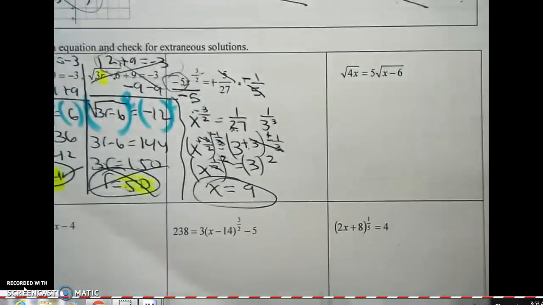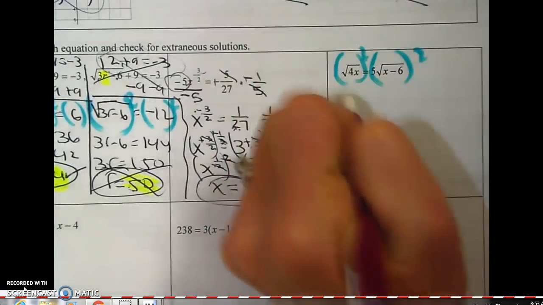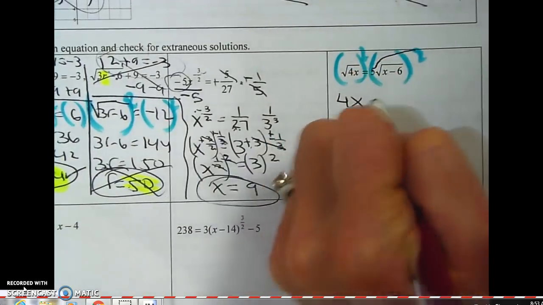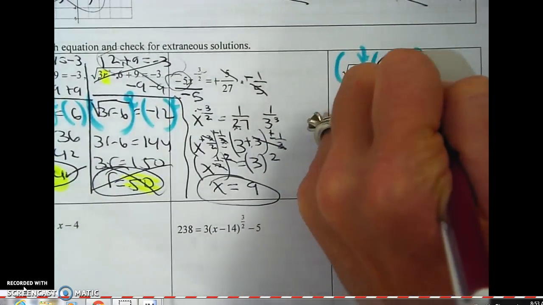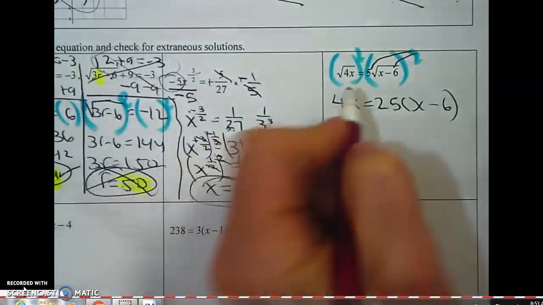Let's go to the next one. I'm going to square it. Now be careful when you square it, because although on the left side everything cancels, on the right you have the 5 on the outside. So you have to square that, then this squared eliminates this radical, hence a parentheses. Distribute.